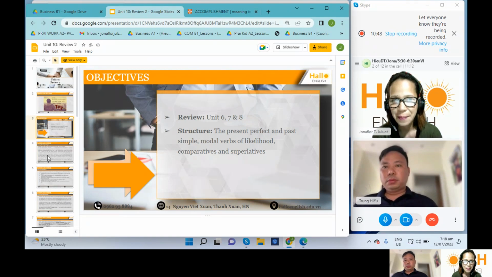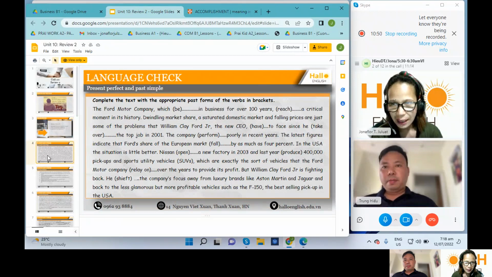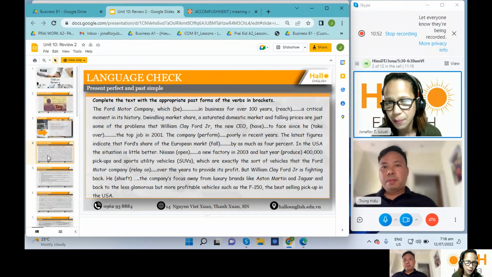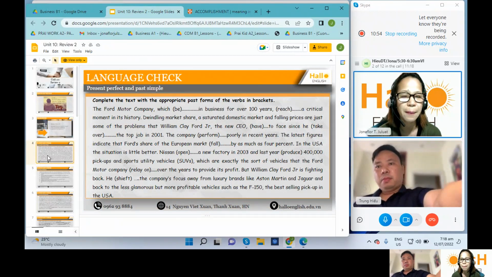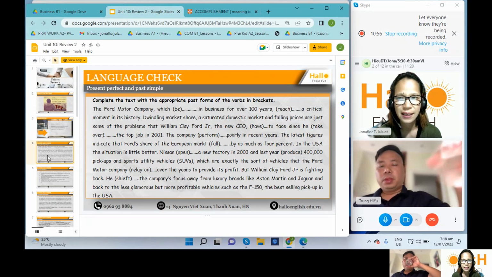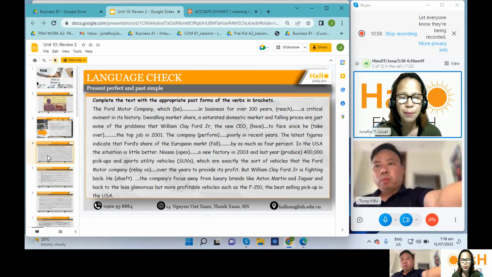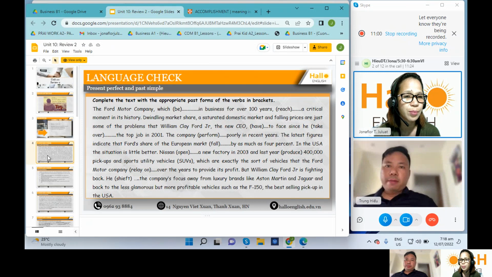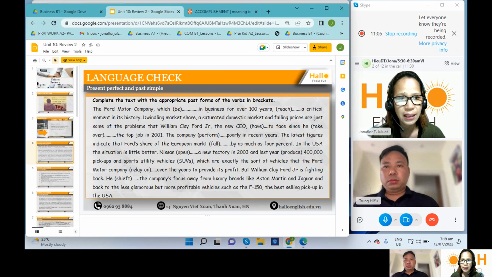All right. Now let's have a language check, present perfect and past simple tense. Now let's complete the text with the appropriate past forms of the verbs in brackets. Okay. These are the verbs and let's make this into a past tense. Okay. Let's read.